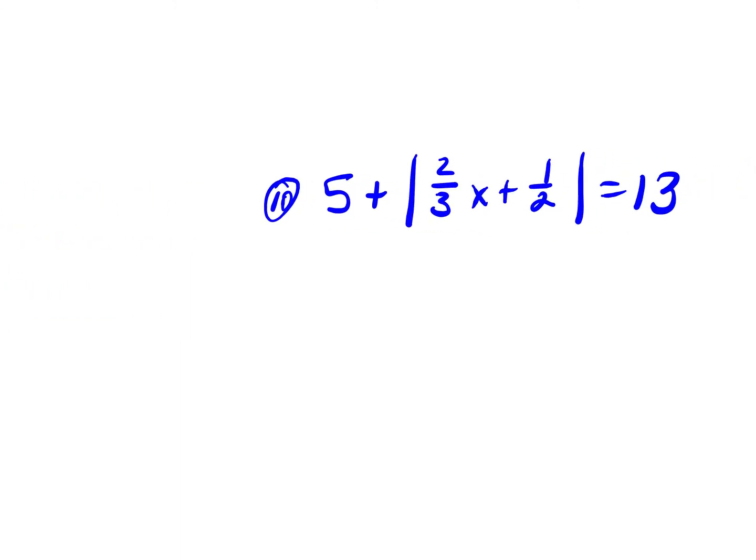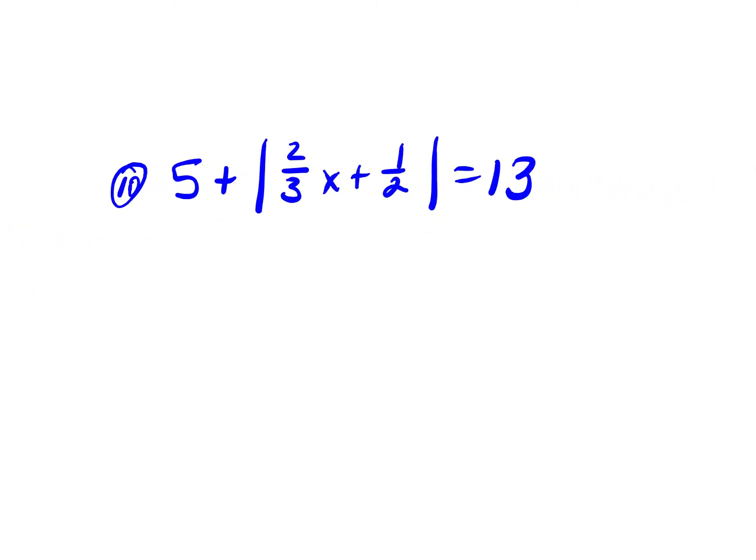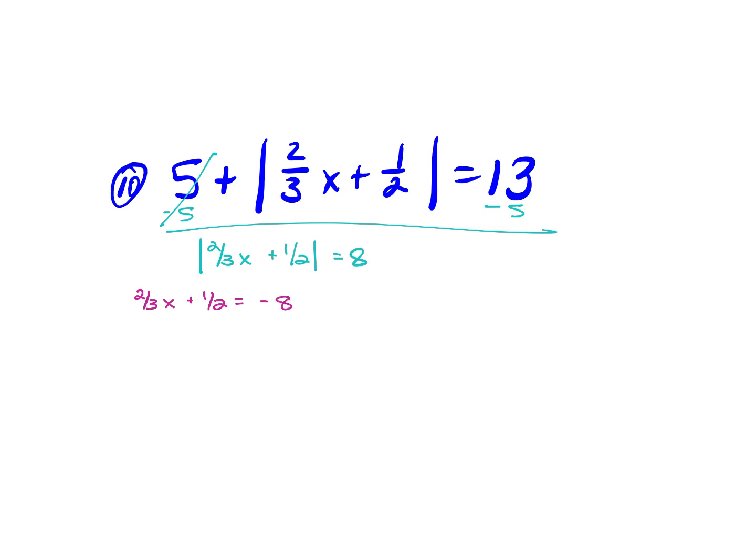For number 10, we have 5 plus the absolute value of 2/3 x plus 1/2 is equal to 13. How are we going to move that 5 over? Subtract it from each side. The 13 minus 5 gives us 8. Is this possible? Yes. So we're going to have 2/3 x plus 1/2 is equal to negative 8, as well as 2/3 x plus 1/2 is equal to positive 8.